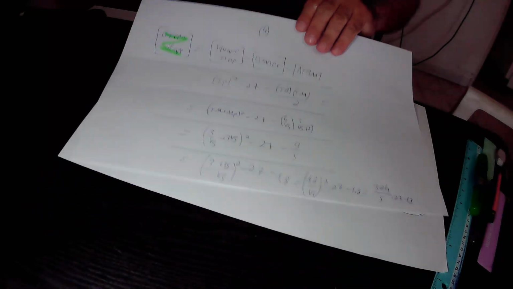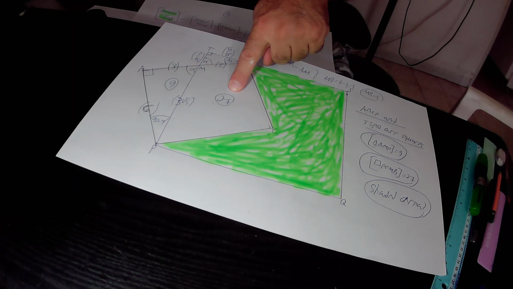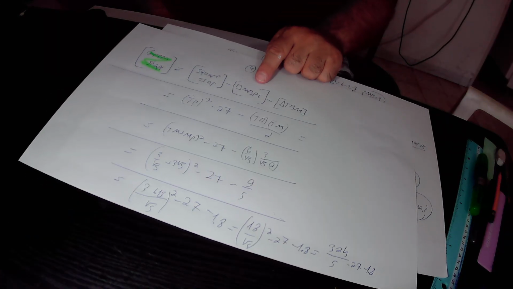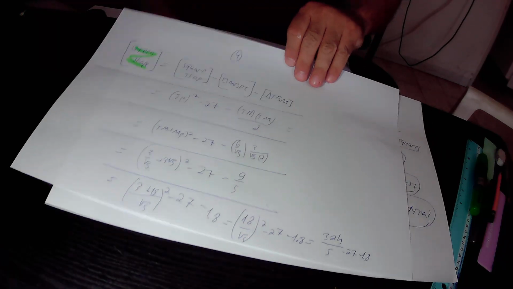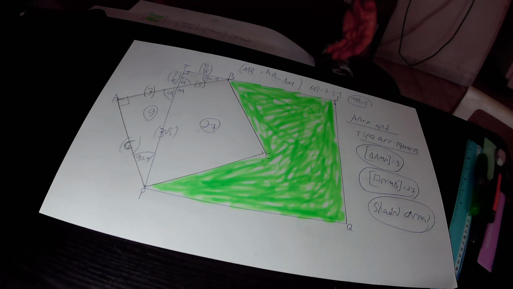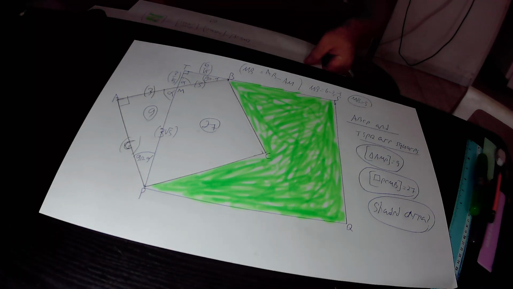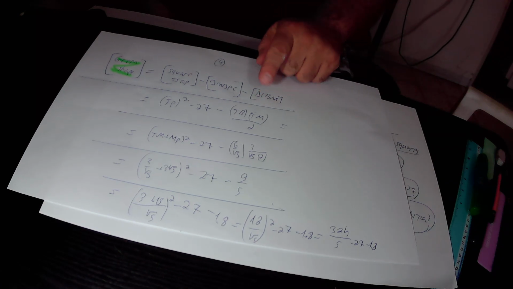Minus the area of this quadrilateral MBPC, which is 27 square units according to what is given in the question, minus the area of this small right triangle TBM. The area of the right triangle TBM equals the base TB times the height TM over 2.